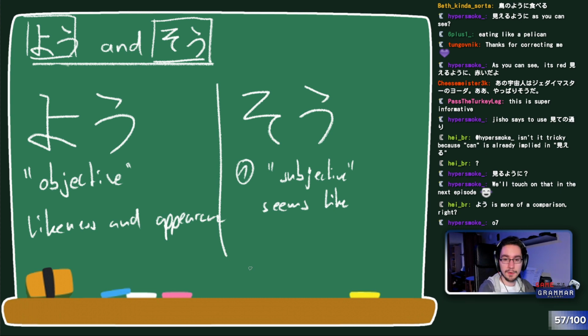You add it to the stem of i-adjectives. 面白そうです. That seems interesting. 面白そうですね. That seems interesting, doesn't it? Right? Or you add it to na-adjectives. 簡単そうです. That seems easy. Number 2 is hearsay.